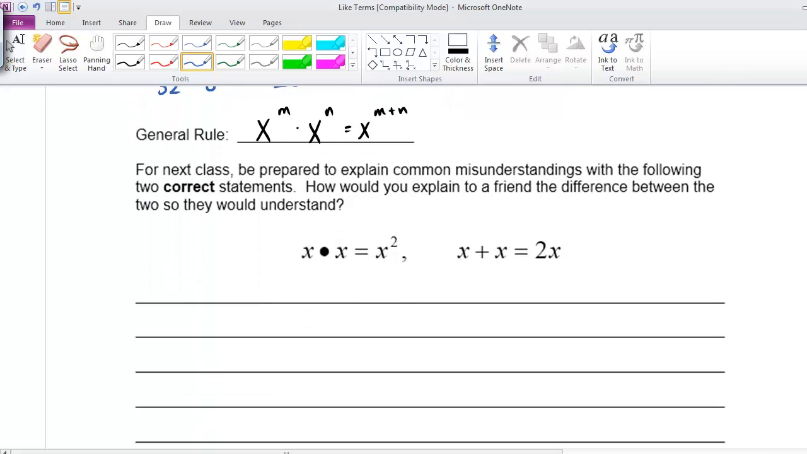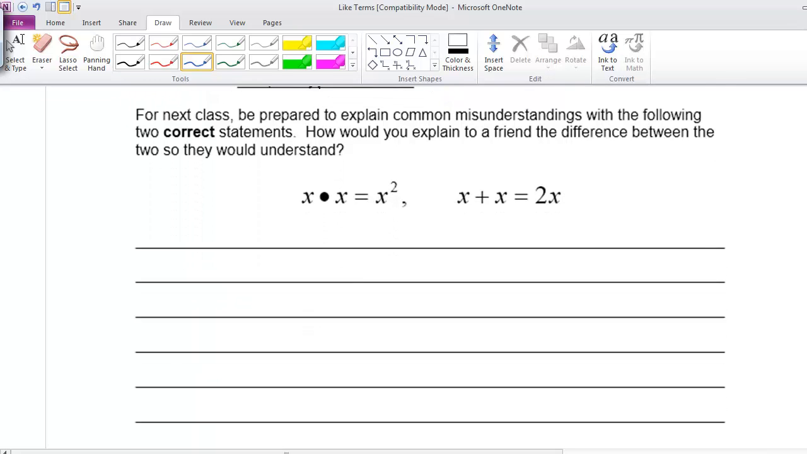Okay, so the last thing I'd like you to do and be prepared to discuss is look at these two statements. And again, these are places of classic mistakes. People get confused between these two. X times x is equal to x squared, that's correct. X plus x is equal to 2x, that's correct. What I would like you to write down and be prepared to talk about next class is how would you explain to a friend the difference between these two so that they actually would understand that these two statements are right.